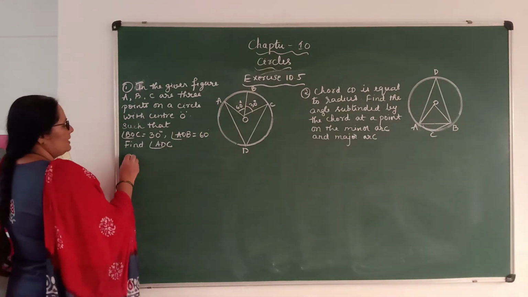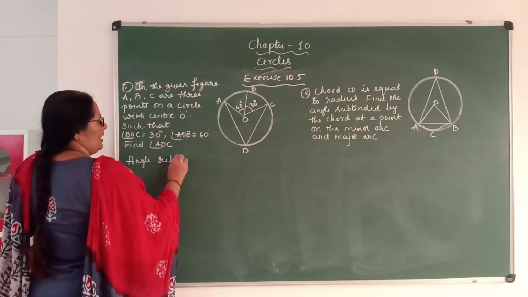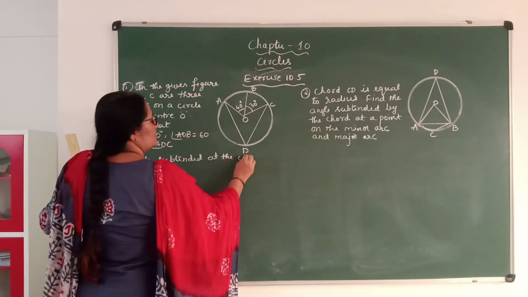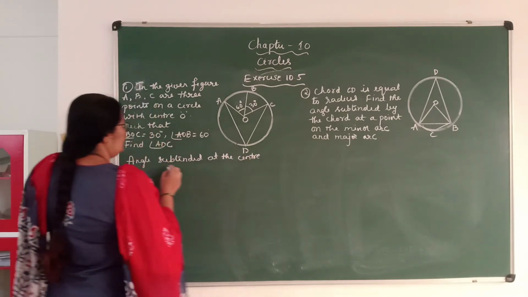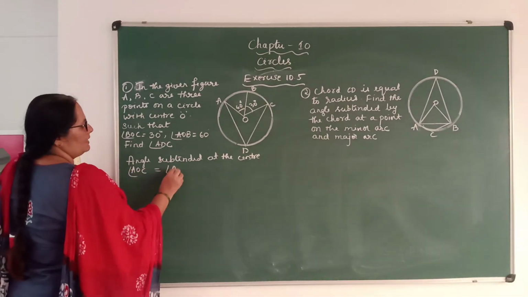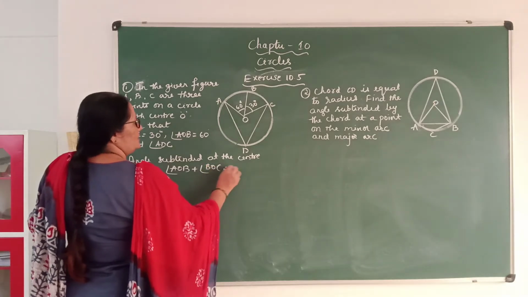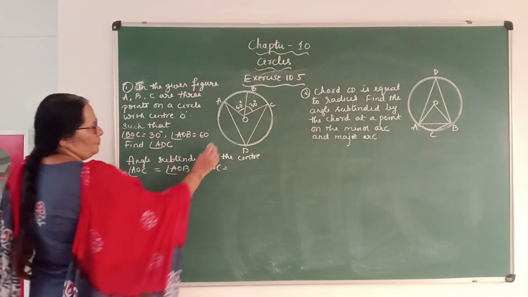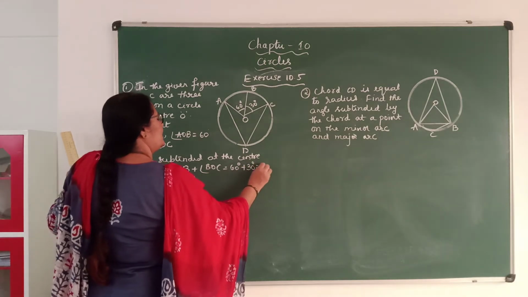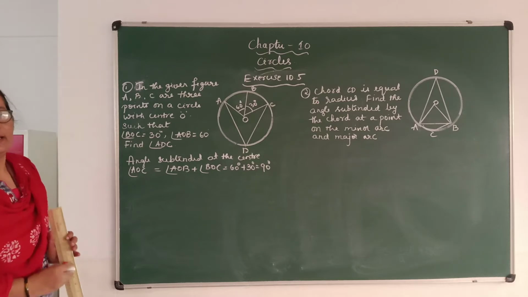So, angle subtended at the center, that is angle AOC, equals angle AOB plus angle BOC, which is 60 degree plus 30 degree, which is 90 degree. So angle subtended at the center is 90 degree.